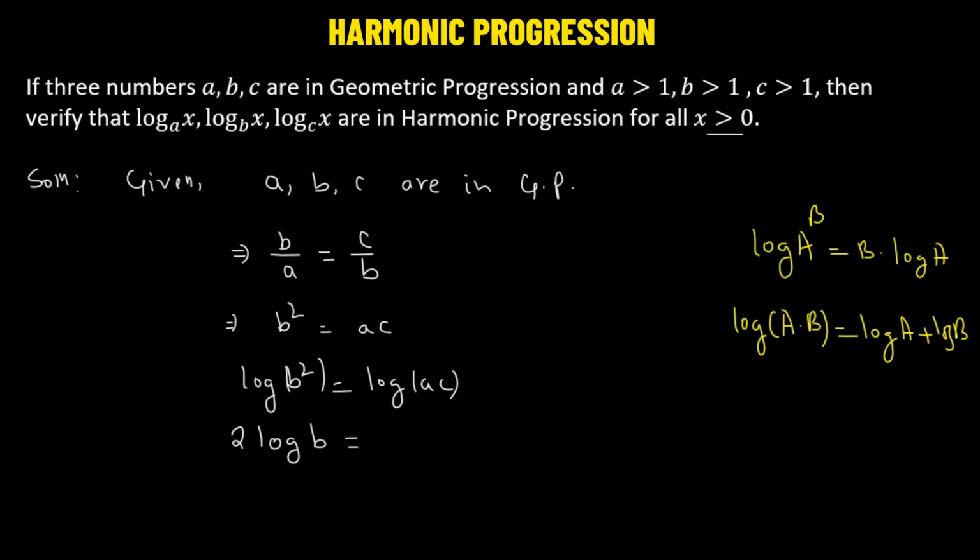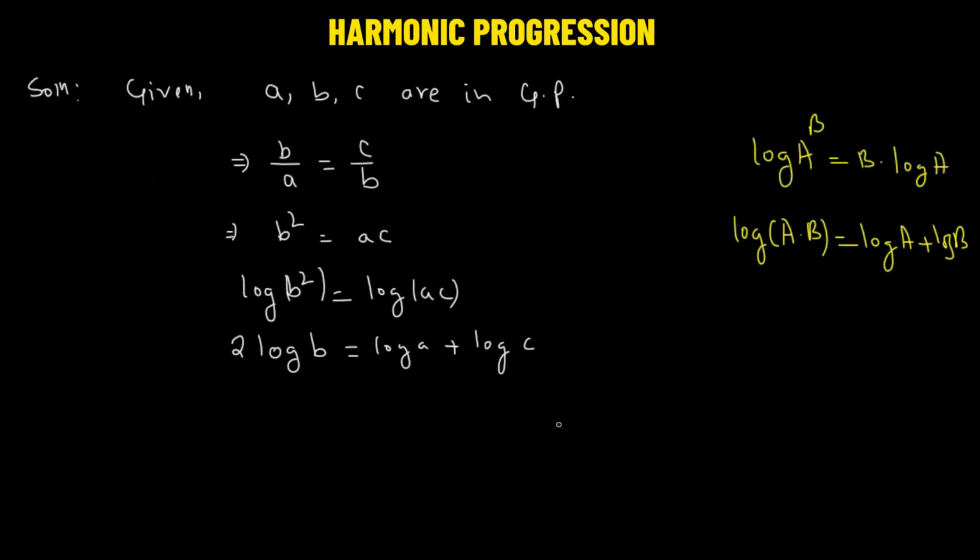So in our case, since we have log of a times c, this will become log of a plus log of c. Fine. Now here we will assume that each of the logarithms that we have taken on both sides has a base of x. So we have 2 times log of b with a base of x equals log of a with a base of x added to log of c with a base of x. That's the common base. This can also be expressed as log of b with a base of x minus log of a with a base of x equals log of c with a base of x minus log of b with a base of x.